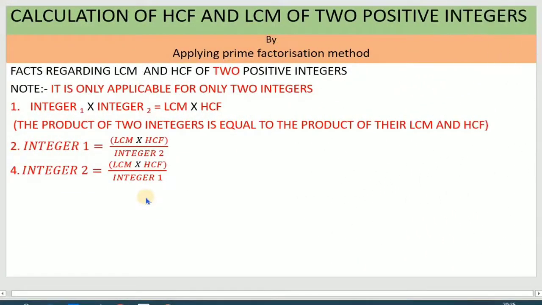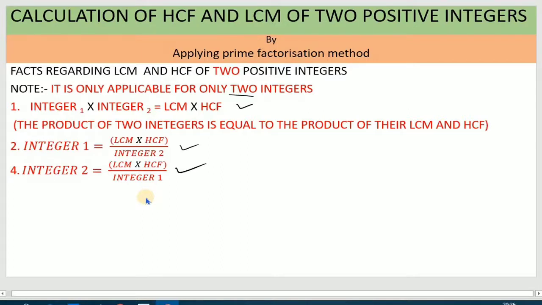Now, after discussing the calculation of LCM and HCF of two positive integers, we will proceed towards the facts regarding the LCM and HCF of two positive integers. What I am going to teach you right now is only applicable for two integers. Okay, only two integers. And here is the formula. The formula says that the product of two integers is equal to the product of their LCM and HCF. And by applying this formula we can calculate an integer if one of them is given.